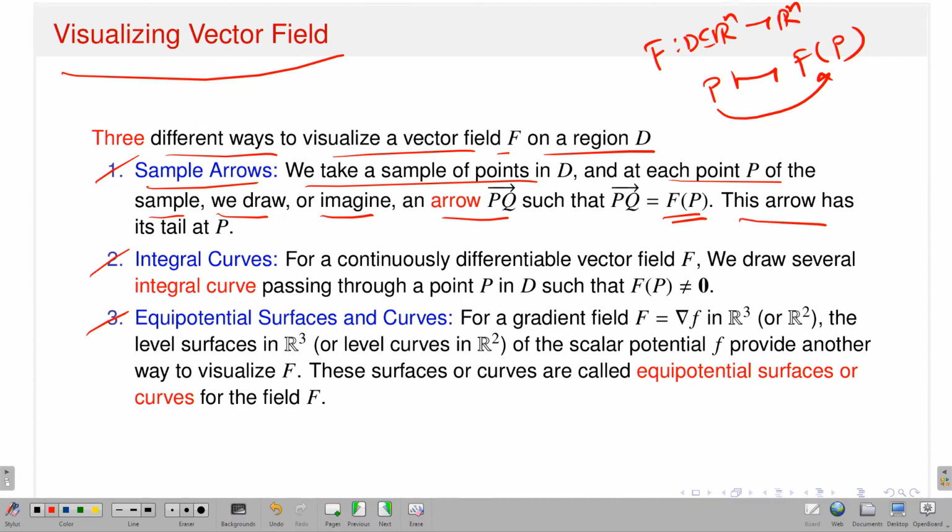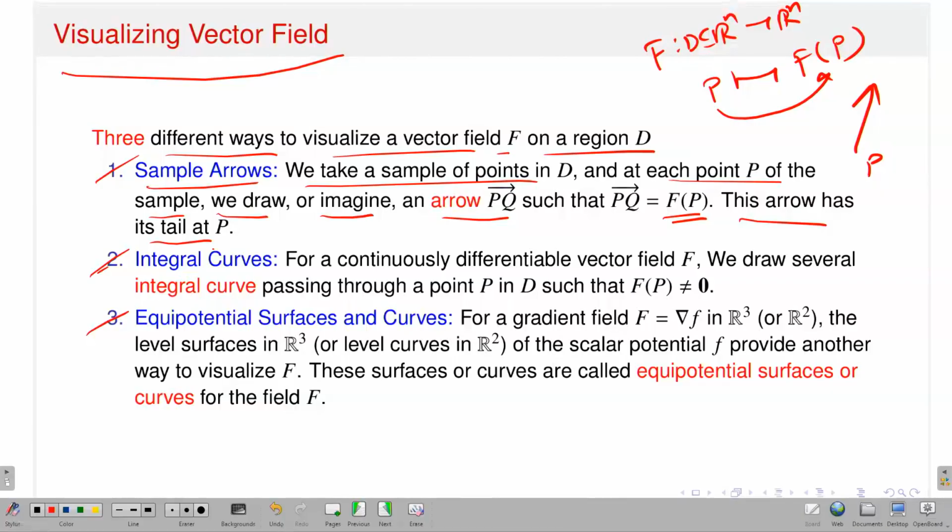And these arrows have their tails at P. This is very important: these arrows have tails at P, that means the arrow should start from the point P. This is my P. So that's how sample arrows work. Take a couple of sample points, and in that way I can visualize my vector field. Take for example the rotational vector field.